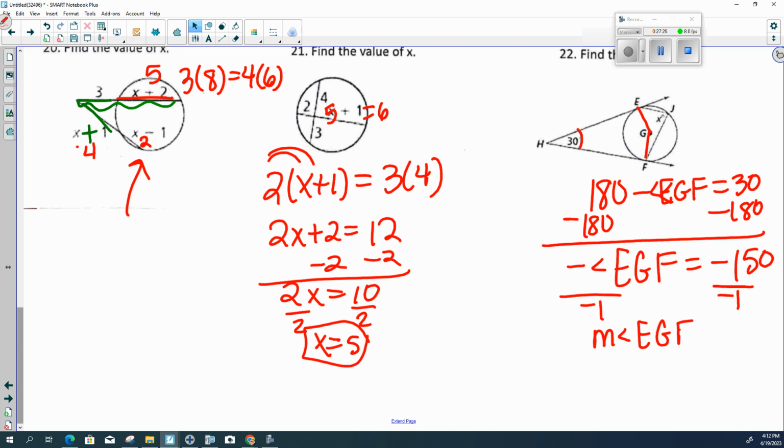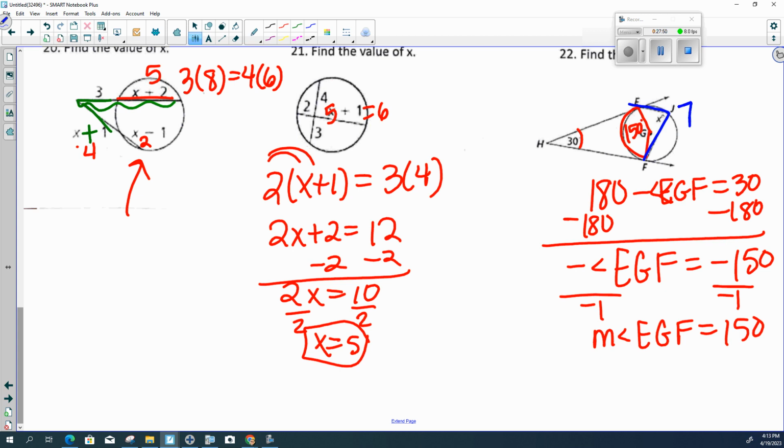So this is a central angle, which they did not ask for. They didn't ask for the central angle. They asked for the inscribed angle. But I know that that's going to make this arc also 150 degrees. And I know that the inscribed angle will be half of that. I feel like it's 170 or 75, but I'm doubting myself.